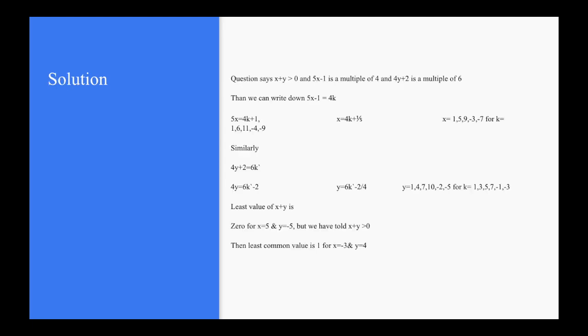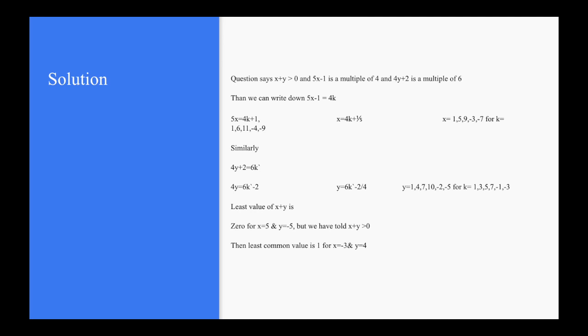Let's start with the solution. So, what are the things which have been given to me? The things which have been given to me are that x and y are integers and x plus y is greater than 0. Also, 5x minus 1 is a multiple of 4 and 4y plus 2 is a multiple of 6.